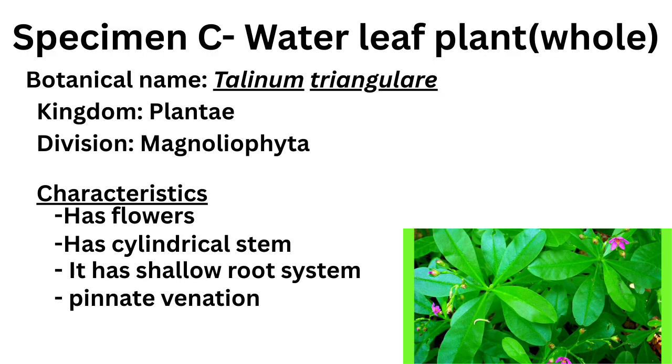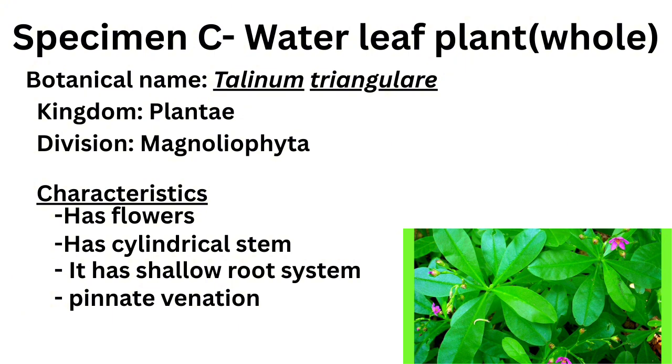Specimen C, waterleaf plants. The whole plant. The botanical name of waterleaf is Talinum triangulare. So that's the botanical name of waterleaf plants. Other classification: kingdom Plantae and division Magnoliophyta.